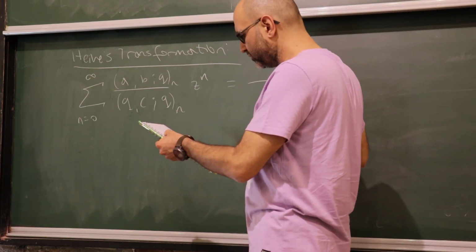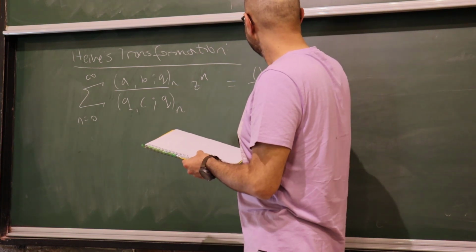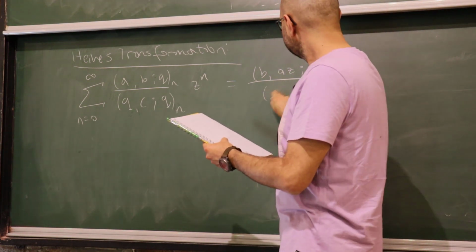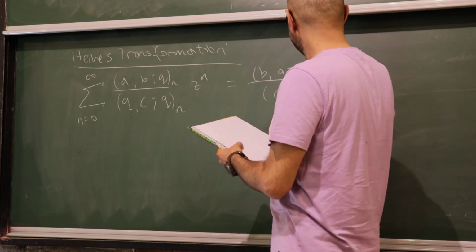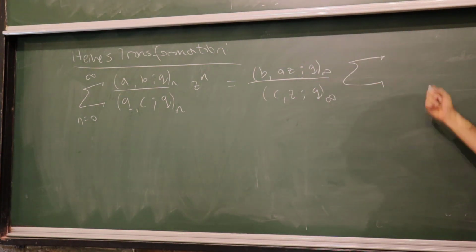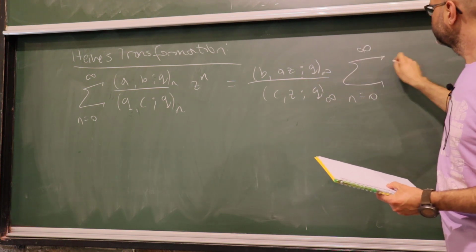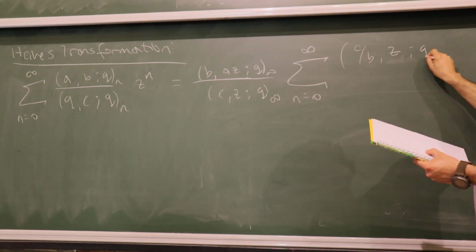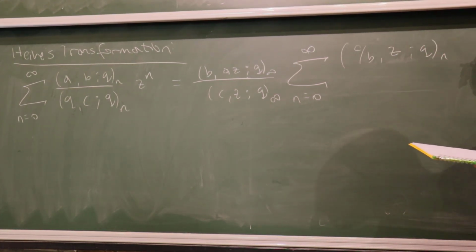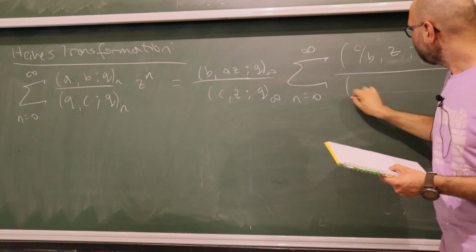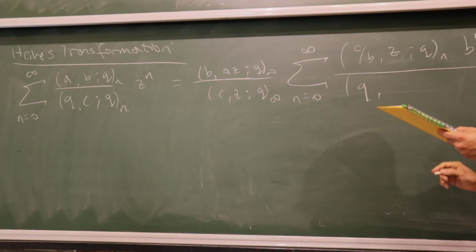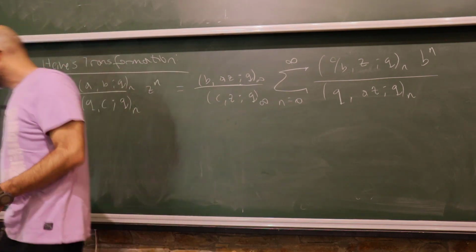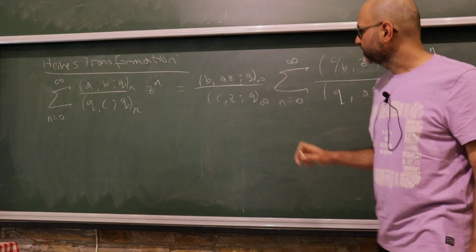And those infinite products have parameters. Where are they? B, A, Z, Q sub infinity, C and Z, Q sub infinity, and then another 2 phi 1 sum, where the top parameters are C over B and Z, the argument becomes B, and then the bottom parameters, one of them is Q, the other one is A times Z. We'll see two specializations.